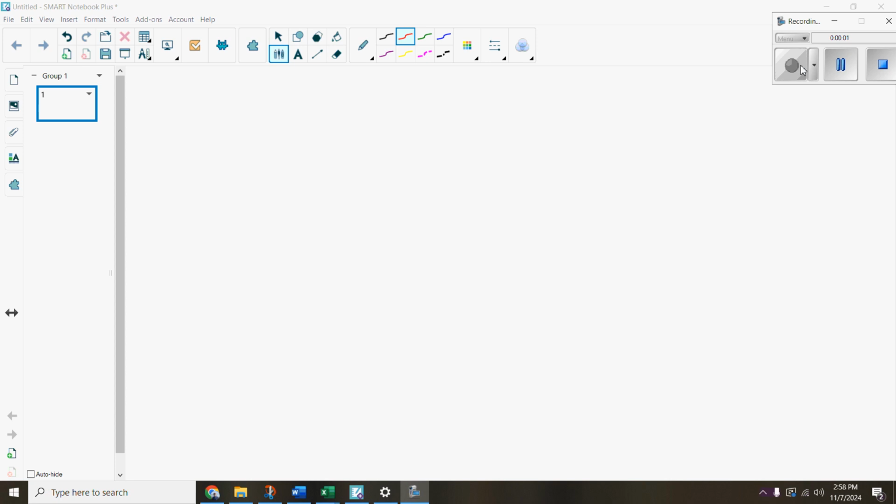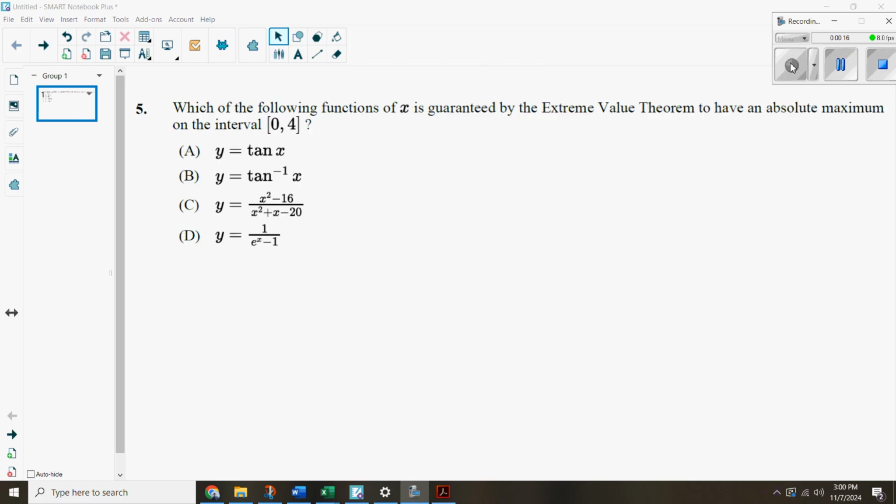This is dealing specifically with problem number 5 on the Unit 3, Part 1 practice test, but it's relevant to inverse functions in general. In order for the extreme value theorem to apply, a function has to be continuous over a closed interval.